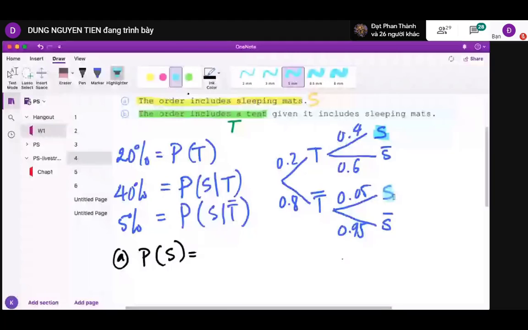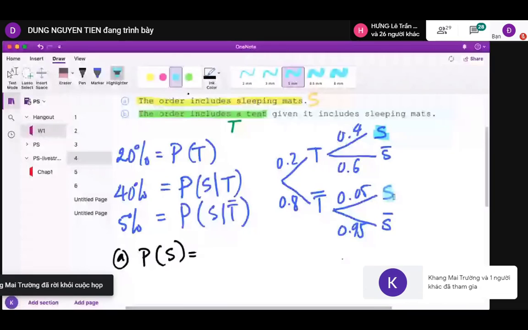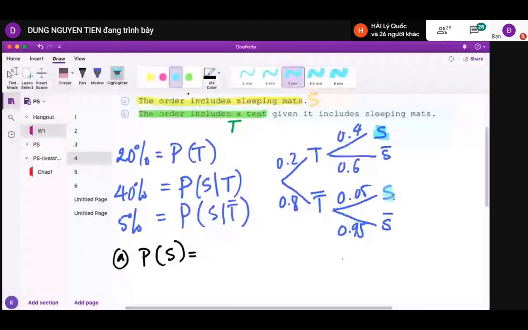And the probability of S should be the probability of S given T times the probability of T, plus the conditional probability of S given T bar times the probability of T bar. So S given T is 0.4 times 0.2, which is the first expression you got. For the second term, you get 0.05 times 0.8. After all, you get 0.08 plus 0.04, which is 0.12. Is that okay?